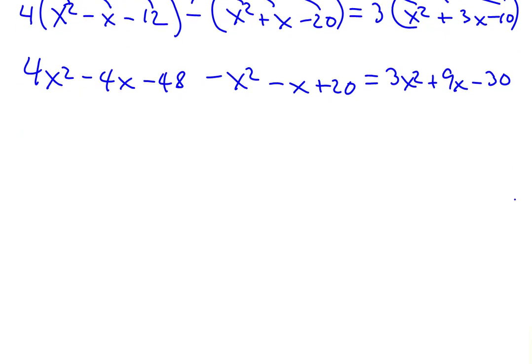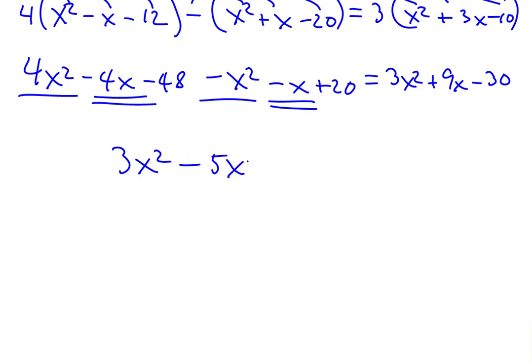Combining like terms would be next. So notice on the left side we have a 4x squared and a negative x squared. We could combine those together to get a 3x squared. Then we have a minus 4x and a minus x. Put those together to get a minus 5x. And then we have a minus 48 and a plus 20. Together that would be a minus 28. That's all still on the left side of the equal sign. On the right side, we don't have any like terms to combine. We'll just copy it all down as 3x squared plus 9x minus 30.